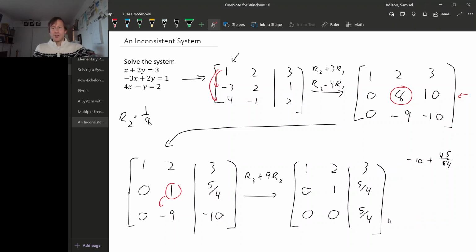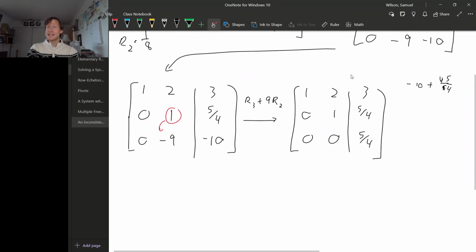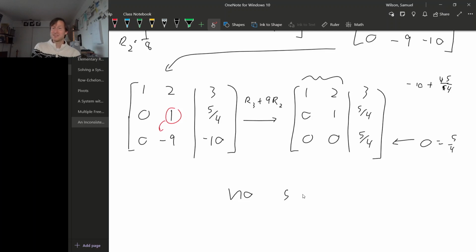All right, so there aren't any variable columns that aren't pivot columns, so we aren't going to get a solution that has a free parameter. So we don't need to go all the way to reduced row echelon form, right? We could just do back substitution. But notice this last row. This last row has a bunch of zeros, and then in the augmentation column a 5 over 4. So the equation that this row represents says 0 equals 5 over 4. Well, clearly there's no solutions for that. So this whole system has no solutions.